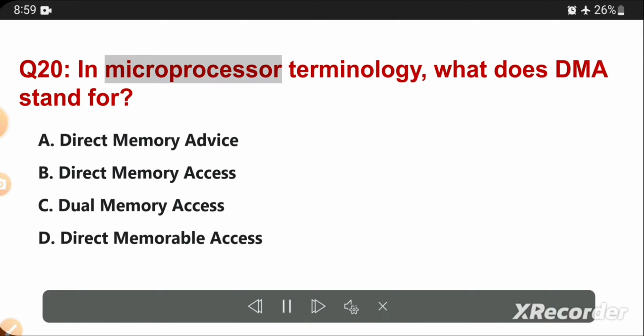Q20. In microprocessor terminology, what does DMA stand for? Direct memory advice. Direct memory access. Dual memory access.